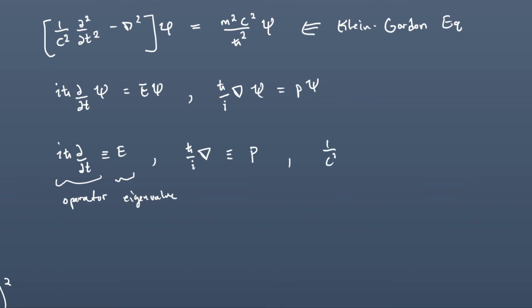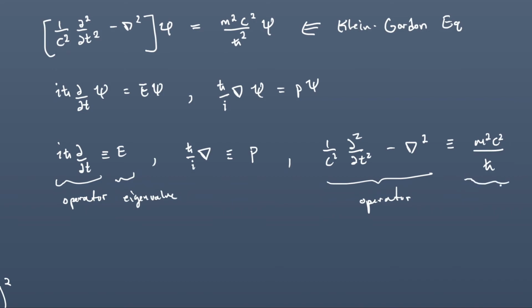We have 1 over c squared d dt squared minus this, which is akin to this here, which is m squared c squared over h bar squared, where this is the operator and this is its eigenvalue. Okay, so what can we do here?